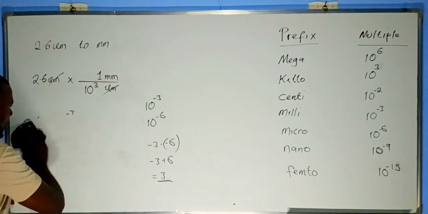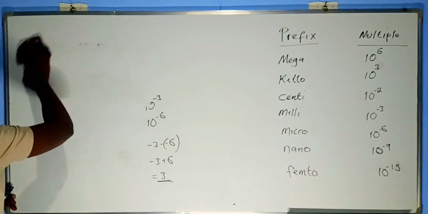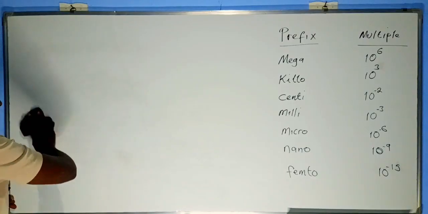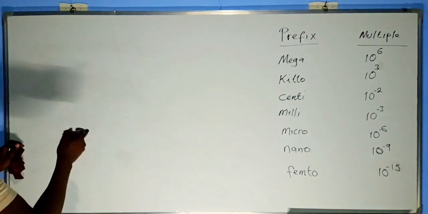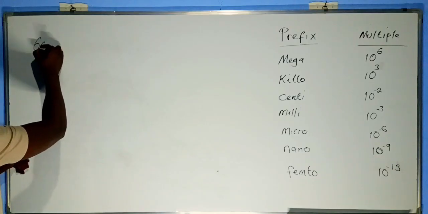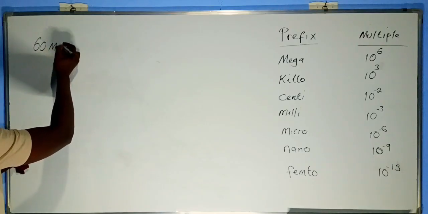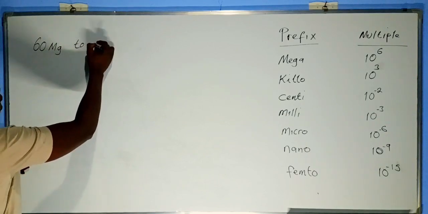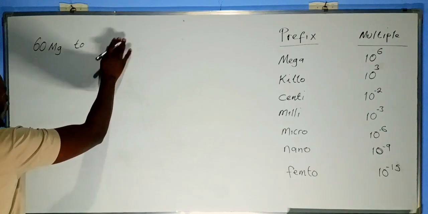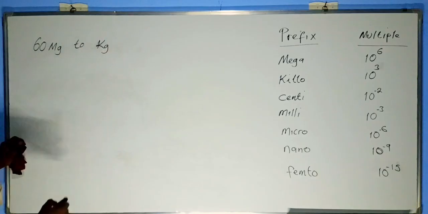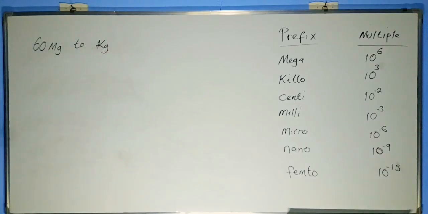Let's have our last example. Let's say we have 60 megagrams, and then we need to convert this to grams. Or rather, instead of grams, let's put it as kilograms. So 60 megagrams to kilograms.